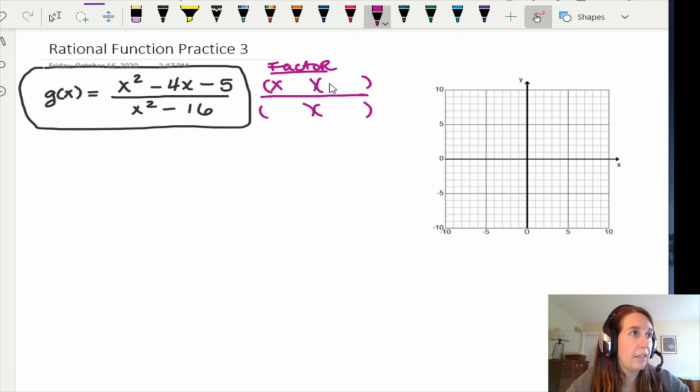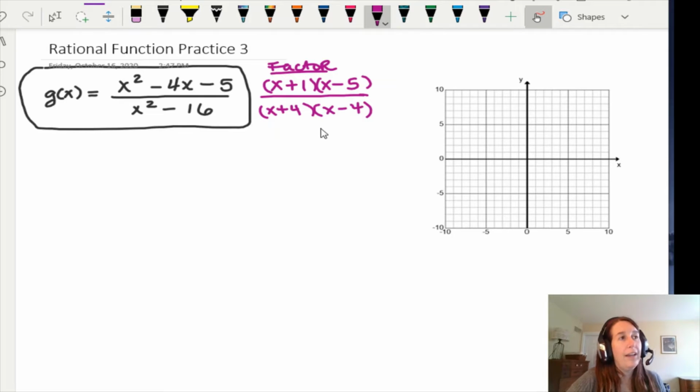So x, let's see, we have a 5 and a 1, I think, because we want it to multiply to be -5. And yes, we can make it add to -4 if we do -5 and +1. On the bottom, that is the difference of two squares, so x plus 4 and x minus 4. Okay, so it totally factored, and notice that nothing actually canceled out. And that's why we do have those two vertical asymptotes.